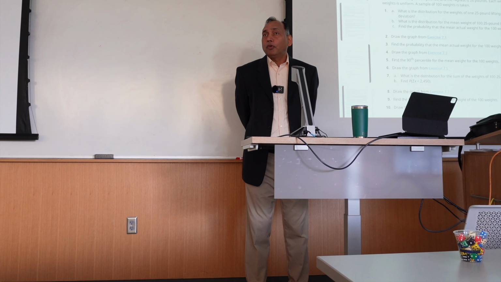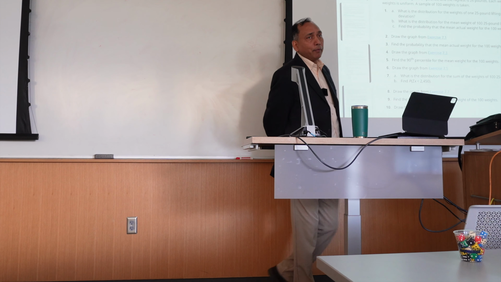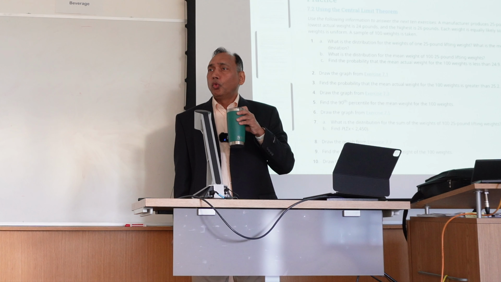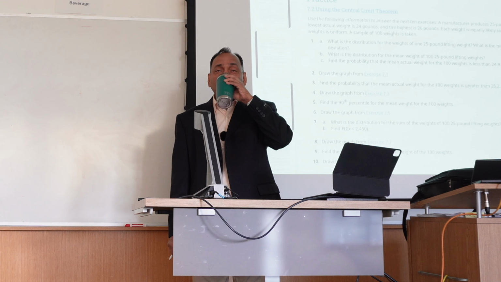What is the distribution for the mean weight of 100 25-pound lifting weights? So uniform will become what distribution? You are taking average of 100 values. Which distribution? Normal. So that's the central limit theorem.